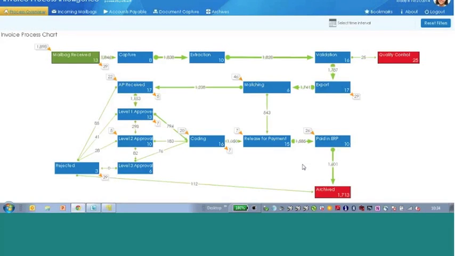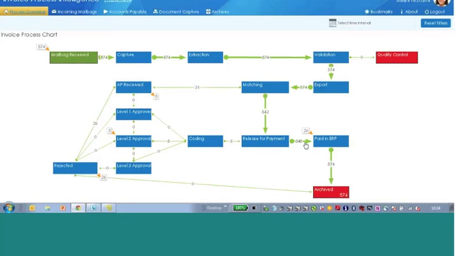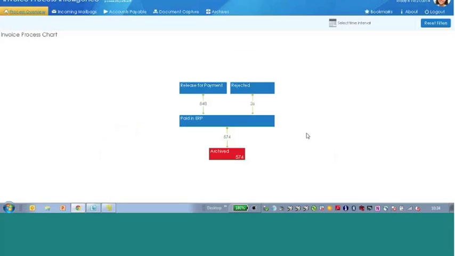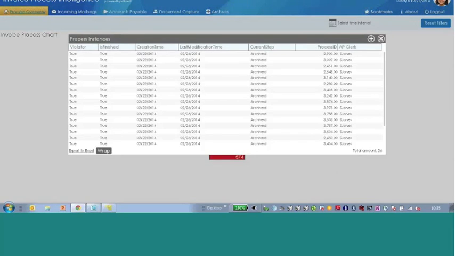Well, in theory, that should never happen, but if I click on that, we can see that there were 26 cases where that happened. And if I click on that and go down into that 26, I can see they all came from rejected. So paid in ERP was 26 of them came from rejected. If I click on that, it then shows me the individual invoices where that's happened.